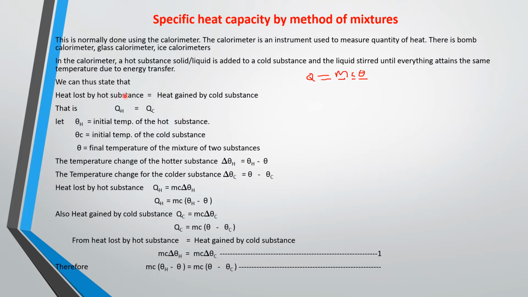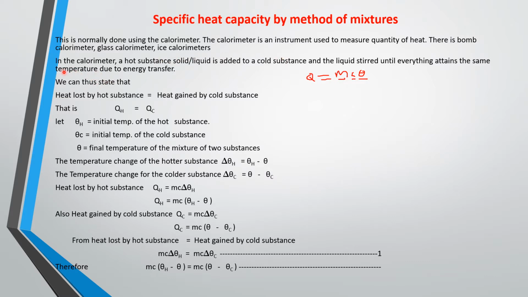Okay, so for you to determine specific heat capacity using the mixture method, normally the calorimeter is used. The calorimeter is an instrument that you use to measure the quantity of heat. So we have different types of calorimeters. We have the bulk calorimeter, glass calorimeter, and then the ice calorimeter, as the case may be.